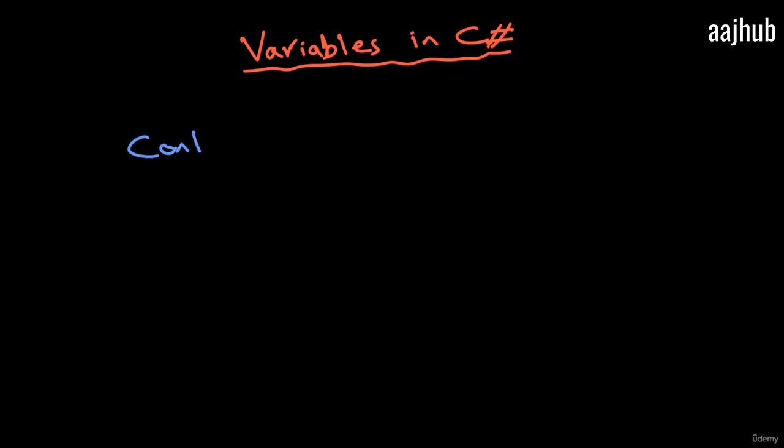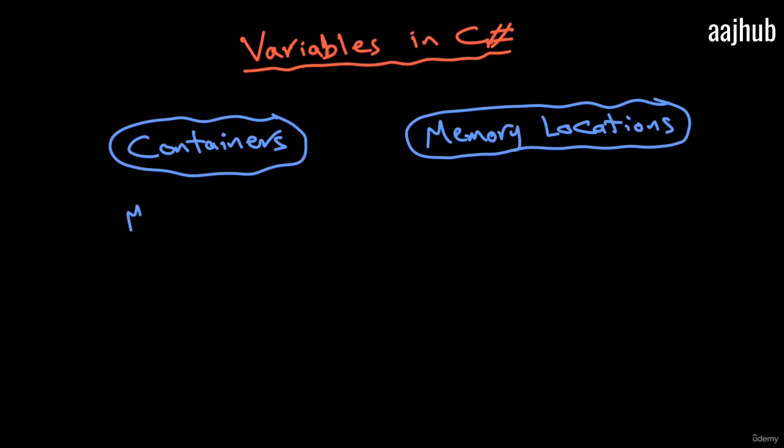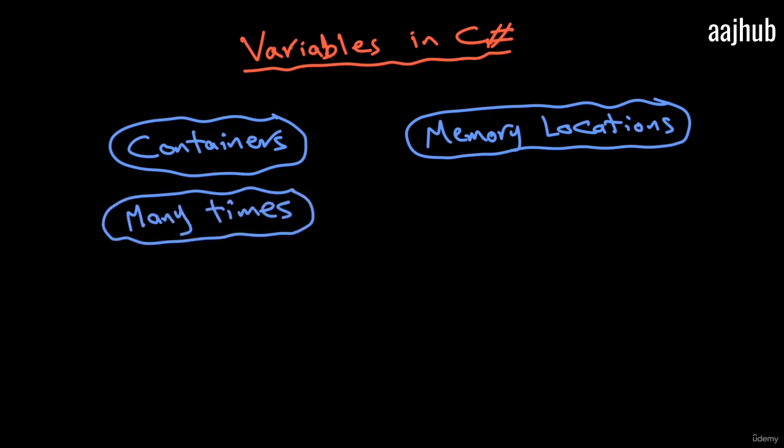Hello and welcome to this lesson about variables in the C# programming language. What is the meaning of a variable? A variable is like a container or a memory location to store different types of data. You can store strings, numbers, booleans, or any data type inside a variable, and you can use this variable name many times in your program.